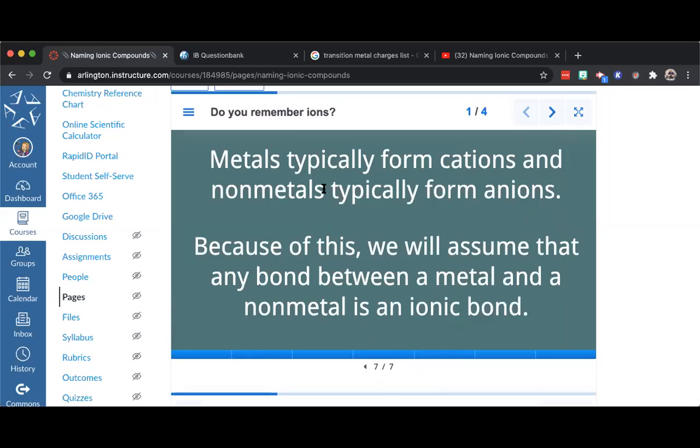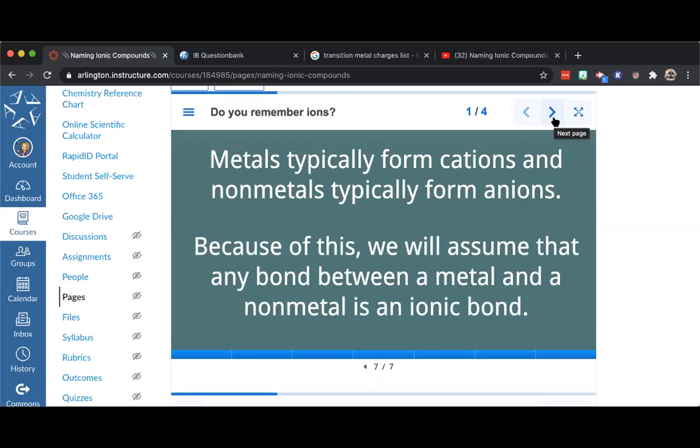And then we just need to make sure that we remember that metals are the ones that lose, so they form cations. Non-metals typically form anions, and so because of this, anytime we see a compound that has a metal and a non-metal in its formula or in its name, we're going to identify that as an ionic compound because that's going to be making ionic bonds. And so that's really the key here, is you need to look at the name or formula they give you and first identify, is it two nonmetals or is it a metal and a nonmetal? Because that's the first step.